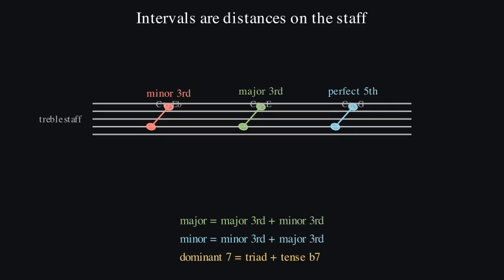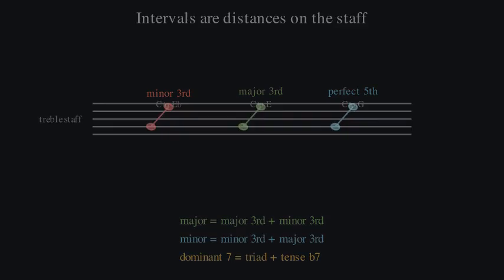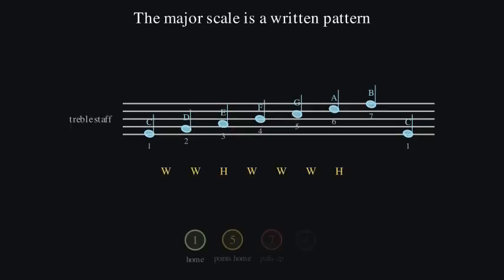Now build scales. A major scale follows the step pattern whole, whole, half, whole, whole, whole, half. In C major, that gives C, D, E, F, G, A, B, and C. The important part is not the note names. The important part is the scale degrees. Degree 1 feels like home. Degree 5 points strongly back home. Degree 7 pulls upward. Degree 4 often wants to fall to 3.